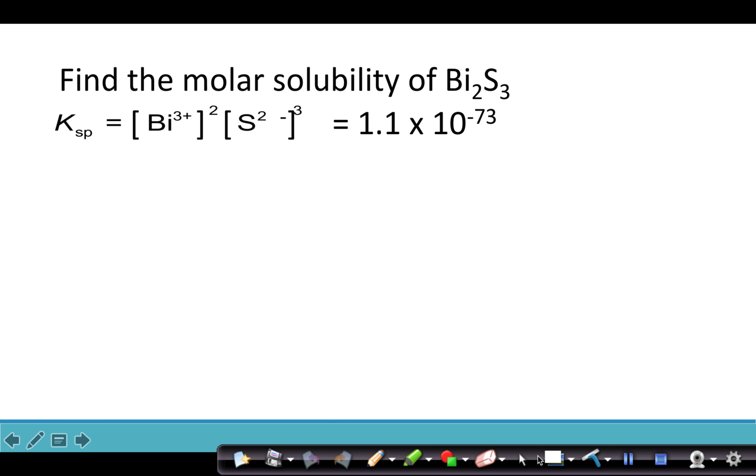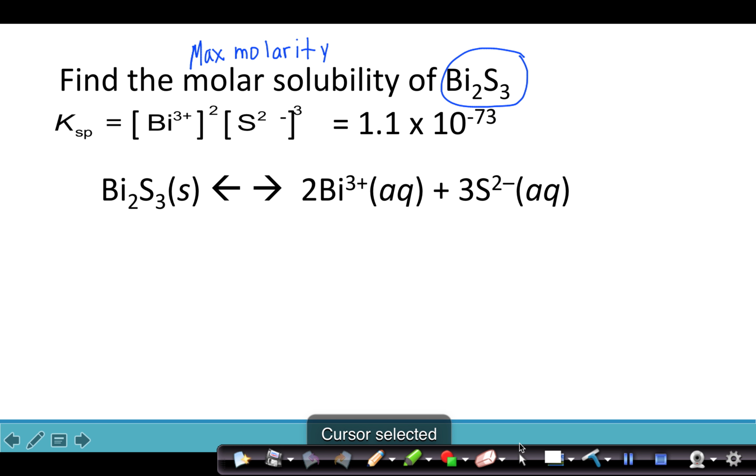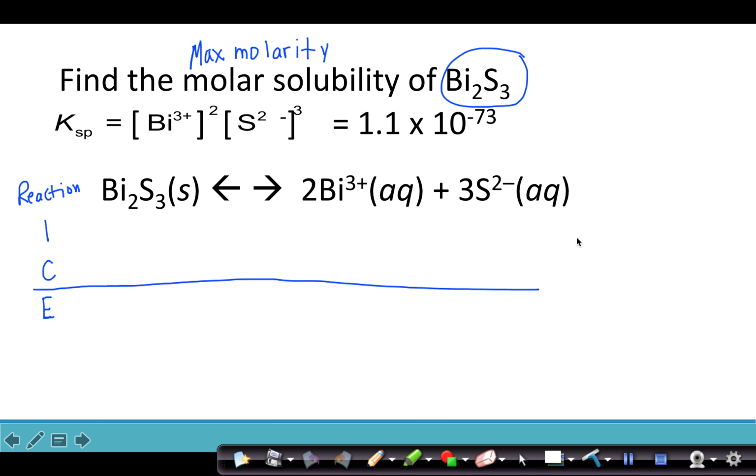The molar solubility is the X value, or sort of the maximum molarity of this compound that will be able to dissolve. And doing a RICE chart or an ICE chart for our KSP is going to look a little bit different, but a lot of it is going to look the same. So we're going to set up first our reaction. We're going to do our initial, our change, and our equilibrium amounts. And we're going to set the equilibrium amounts again equal to the K expression.